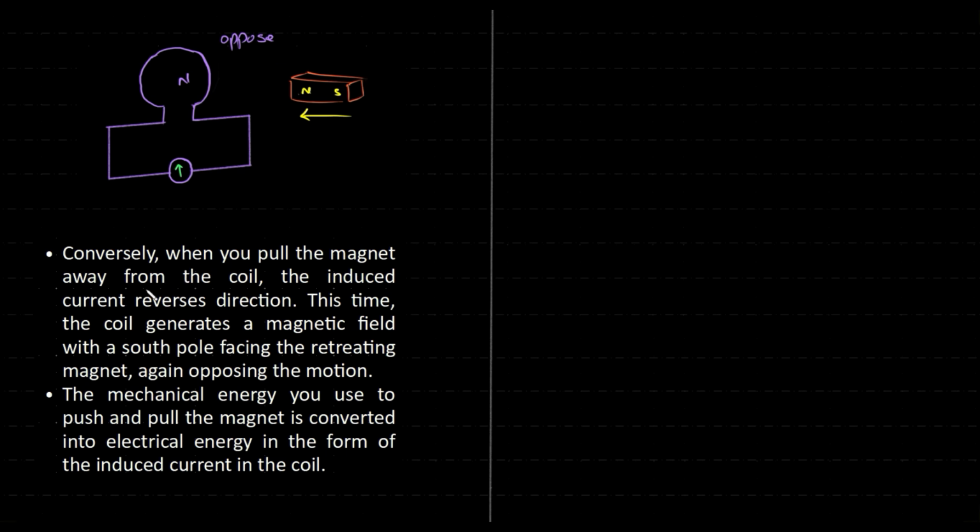Conversely, if you pull the magnet away from the coil, the current will reverse direction. This time the coil generates a magnetic field with its south facing the retreating magnet, again opposing the motion. The mechanical energy you use to push and pull the magnet is converted to electrical energy in the form of an induced current in the coil. As simple as that.